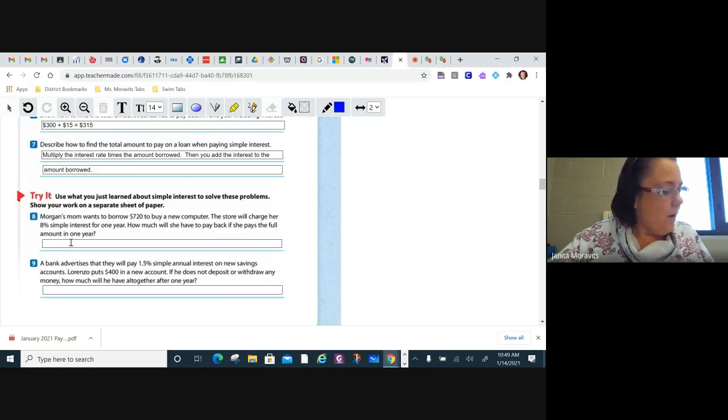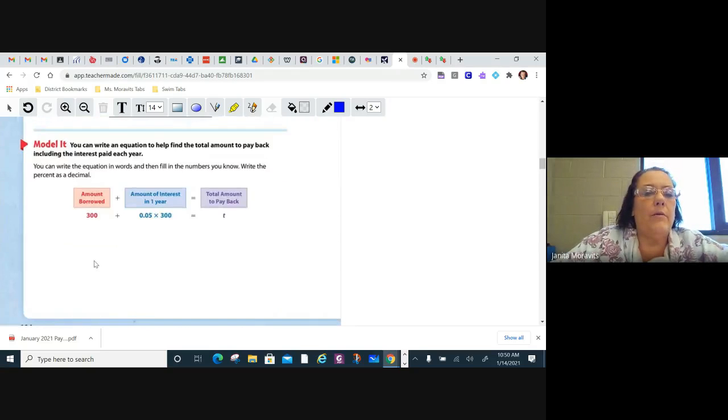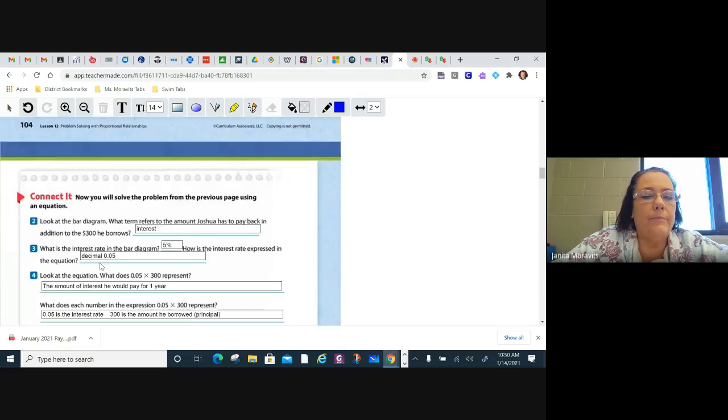It says, Morgan's mom wants to borrow $720 to buy a new computer. The store will charge her 8% simple interest for 1 year. How much will she have to pay back if she pays the full amount in 1 year? Well, let's look at our equation up here. All right, the total amount to pay back is going to be the amount she borrows plus the amount of interest, and then that gives us our total.